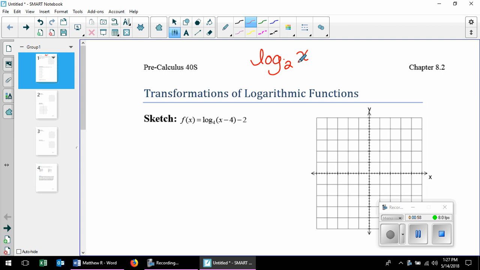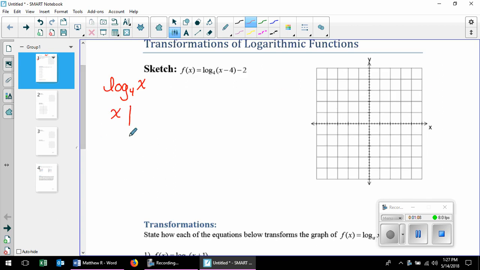Oh, actually, let's do it on this one because this is going to be helpful. Let's do a basic log graph with base 4. So log base 4 of x. Let's do a table of values. For log graphs, which one do we pick? Do we pick the x's or the y's? Pick the y. Yes. You got it.